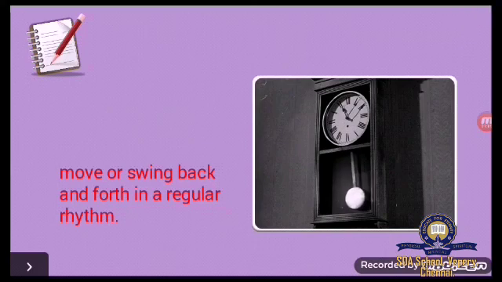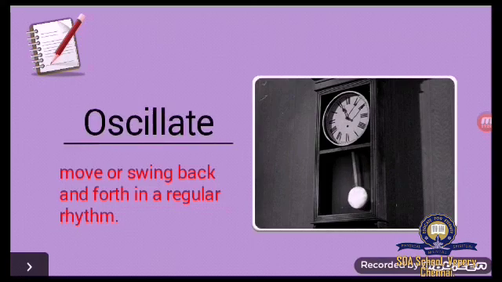What is this? This is called pendulum clock. The pendulum is moving back and forth in a regular rhythm, right? Can you observe it? Yes. How do we denote this? We denote this as oscillate. The pendulum is oscillating back and forth, right? See, oscillate means move or swing back and forth in a regular rhythm.